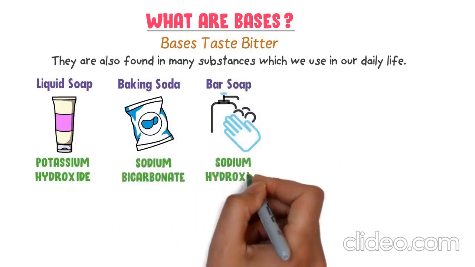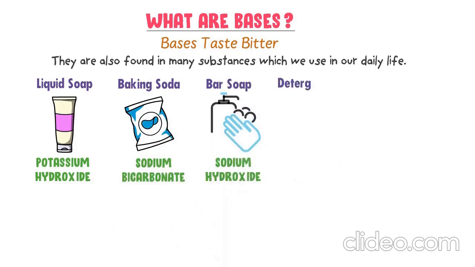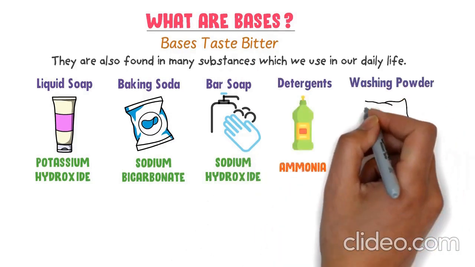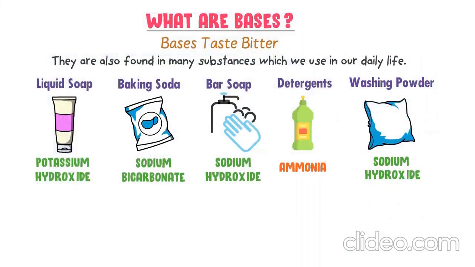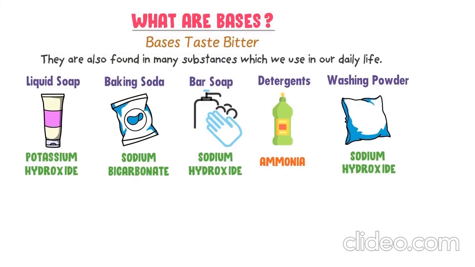It contains sodium hydroxide. Fourthly, detergents. They contain ammonia. Fifthly, washing powder. They contain sodium hydroxide. So different substances contain different bases.